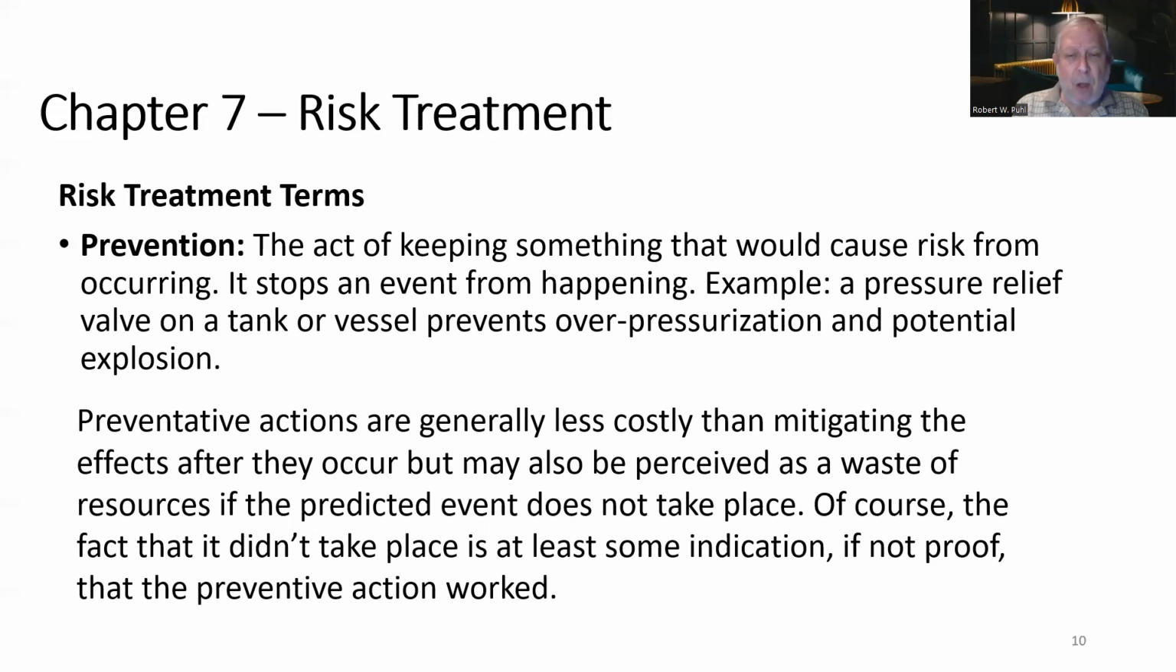Preventive actions are generally less costly than mitigating the effects after they occur, but may also be perceived as a waste of resources if the predicted event does not take place. Of course, in my opinion, the fact that it didn't take place is at least some indication, if not proof, that the preventive action worked. So here is where you get back into the things I've talked about before, where the accountants, the bean counters, and the engineers disagree. The accountants can tell you it's going to cost this much money, and the engineers can't tell you there's going to be a disaster, but they can tell you there very could be a disaster.